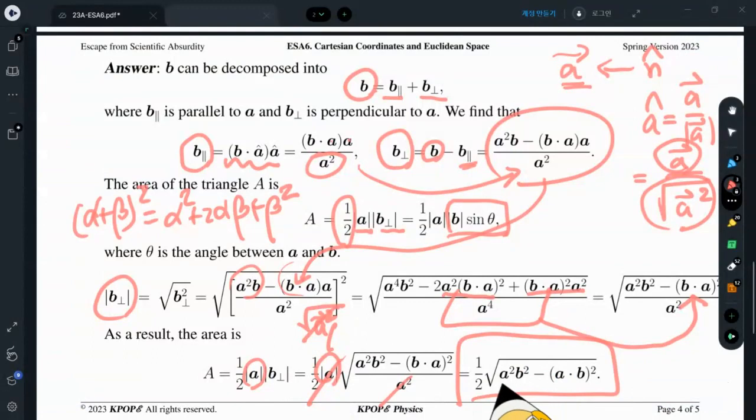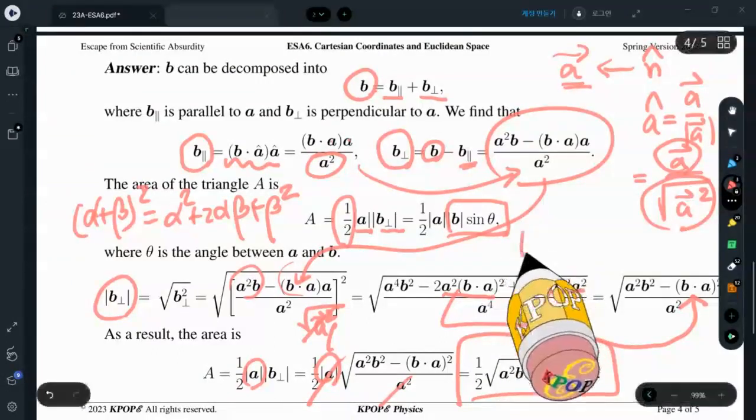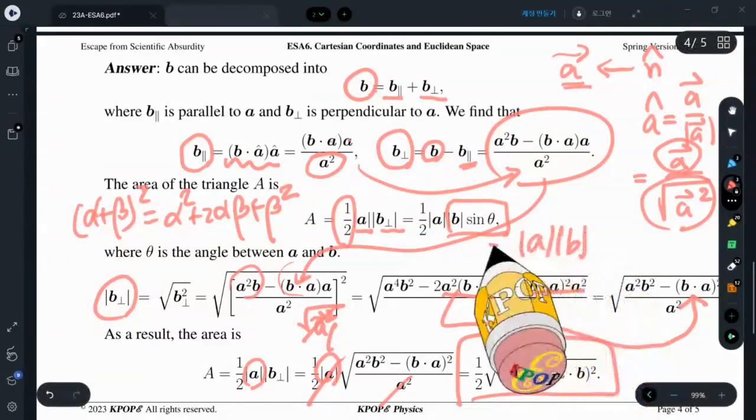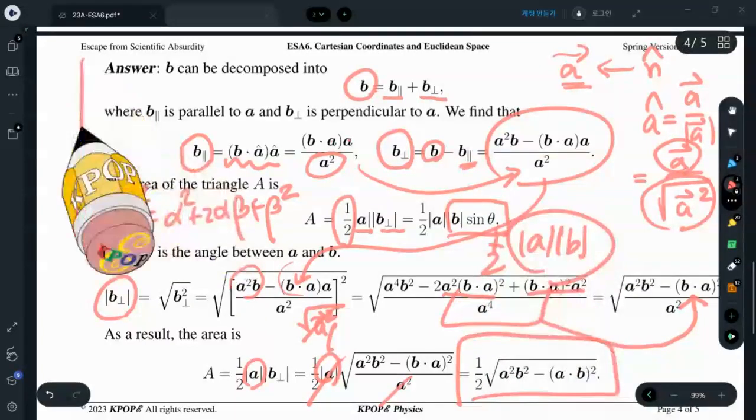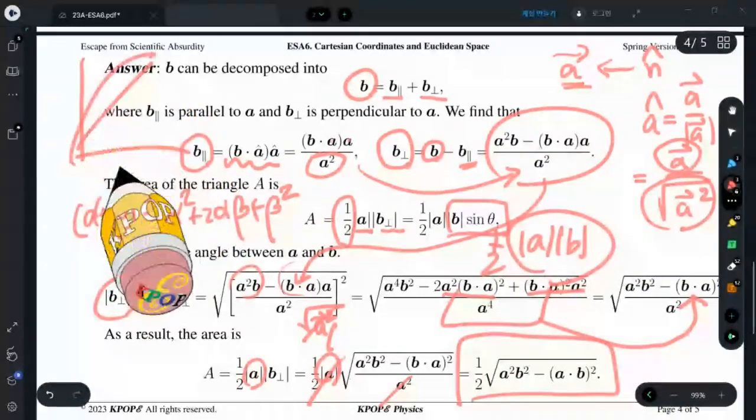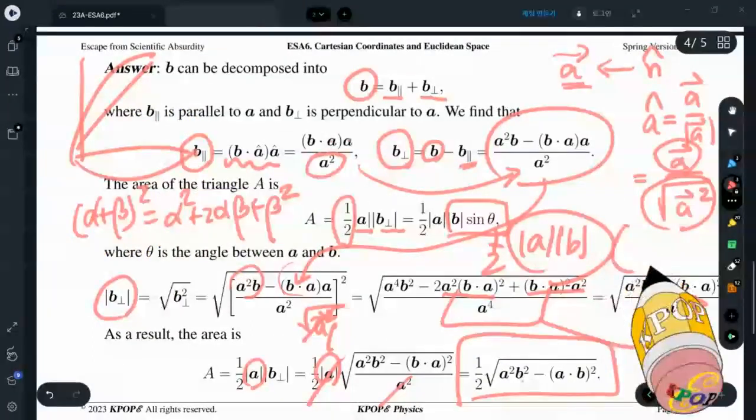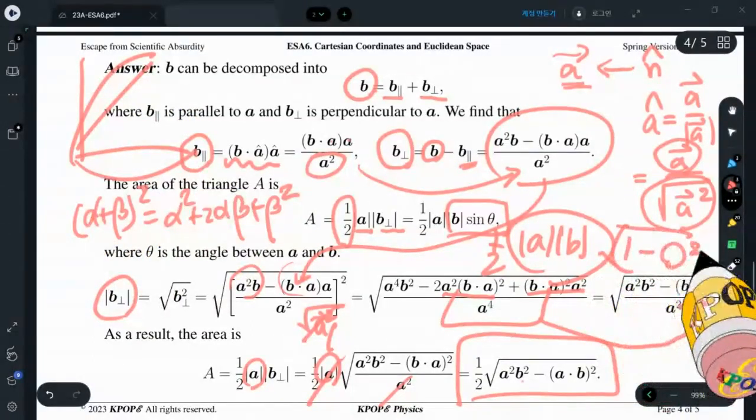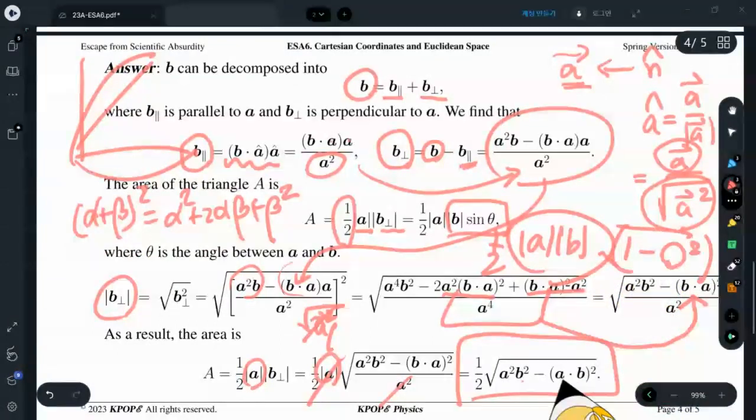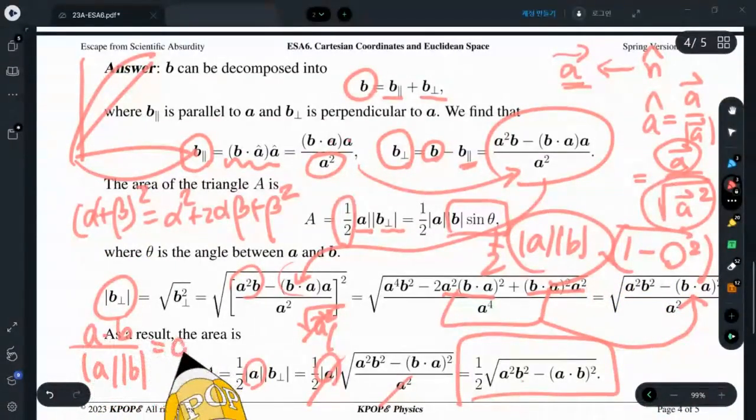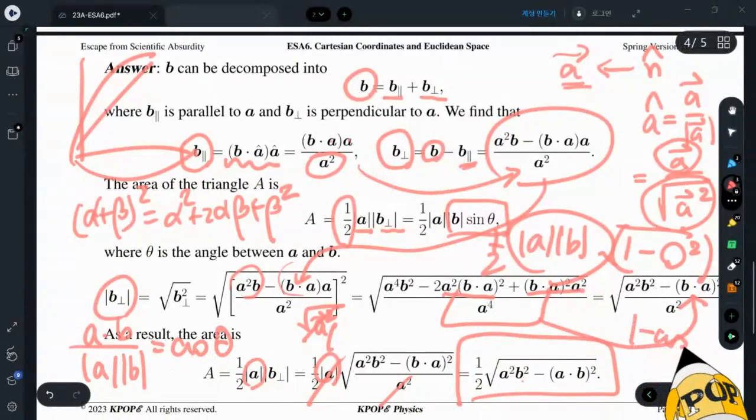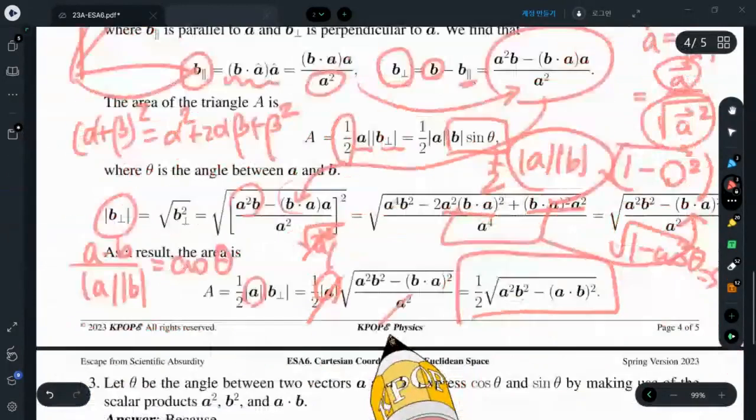By the way, what's that? I can factor the magnitude of A and the magnitude of B out, times one half. This is each side, and this is the square root of 1 minus something squared. However, A dot B divided by the magnitude of A times the magnitude of B is nothing but cosine theta. Haha, the square root of 1 minus cosine squared theta is sine theta. It was a trivial calculation.